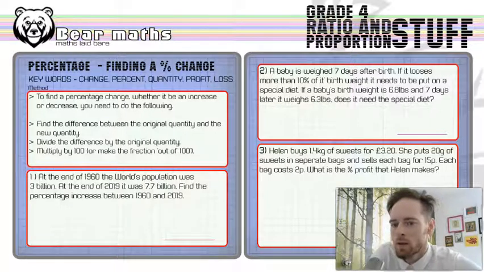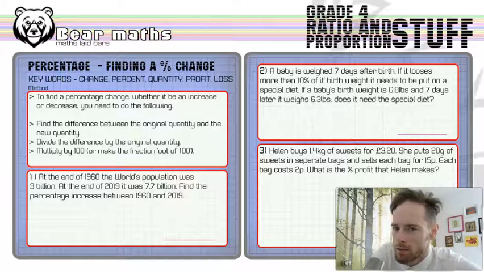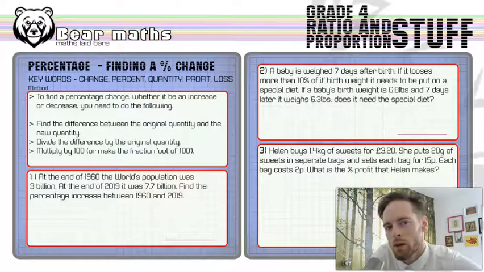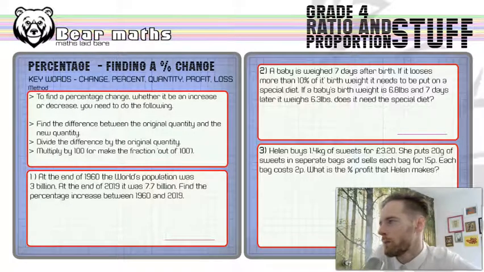So the change is when one thing turns from something to something else. Percent means out of 100. Quantity is an amount of something. Profit is the money you make on something, and the loss is the money you lose on something.